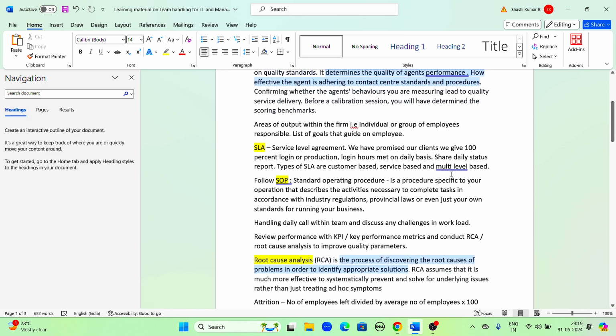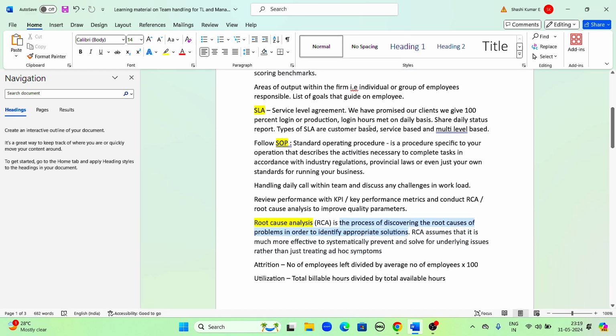And next is area of output. Within the firm, it is an individual or a group of employees who will be responsible. So let's talk about SLA now. Once you join an MNC company, you'll get to know all these concepts. So it's better to learn initially so that you get an overview of it. Especially freshers who are watching this video, please have a look at all these topics. Everything is clearly explained. I'm not sure if anyone would have explained all this learning material, what exactly happens in a corporate atmosphere.